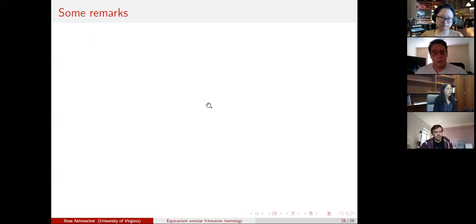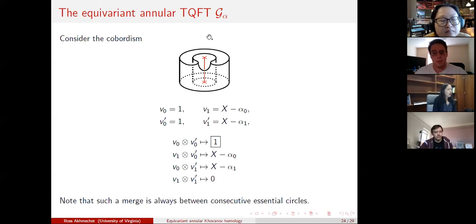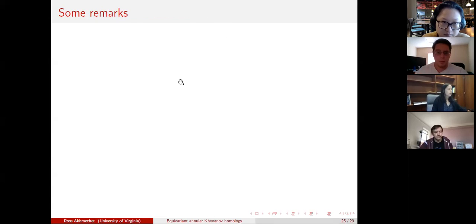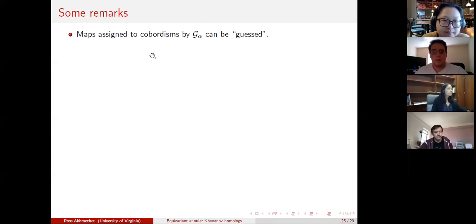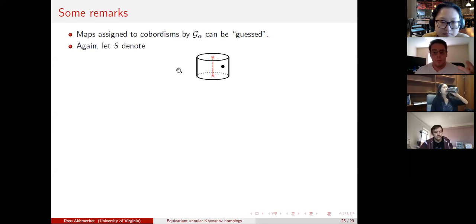So I want to give a couple remarks about this TQFT, in this parity issue. Maps assigned to cobordisms can be kind of guessed in a sense. I'll say what I mean by that. You could try to look for this U1 cross U1 equivariant version of annular homology and try to see what the cobordism maps, like the saddle maps, ought to be. So consider this cobordism, which we considered several times now.